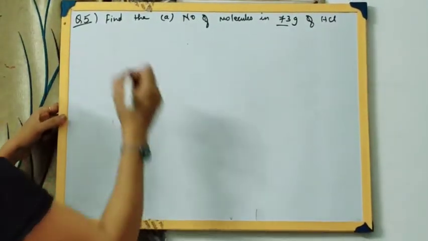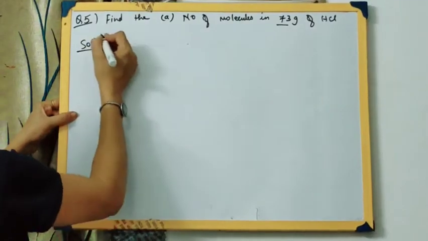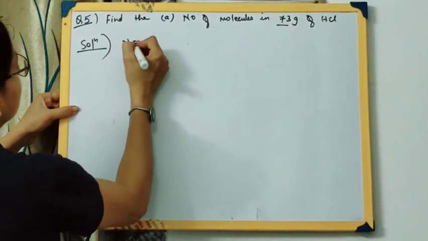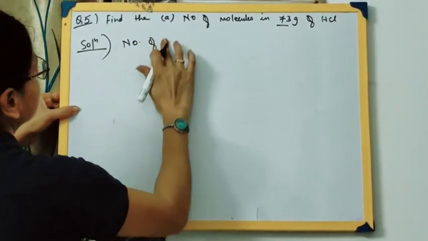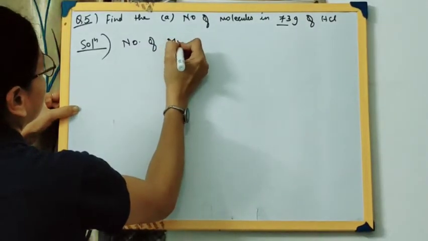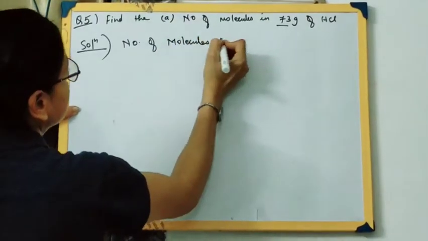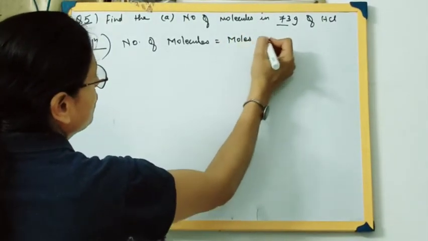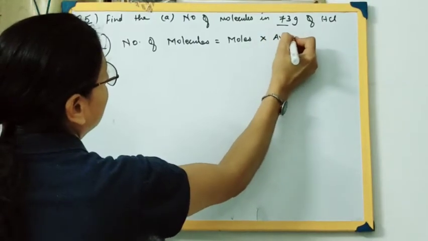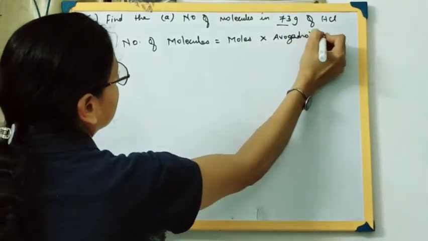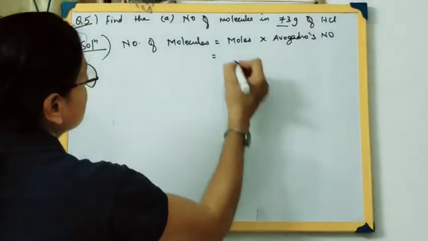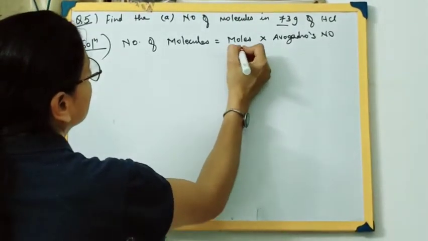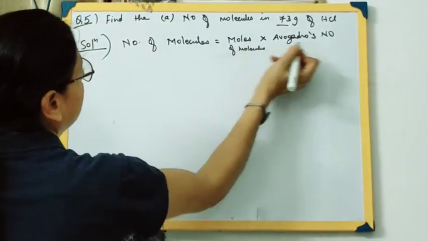So here we'll be using the formula, that is number of molecules. Just some time back I gave you the formula. You can just refer back to the formula. That is number of molecules is equal to moles of molecules. I'm writing down in short, it is moles of molecules into Avogadro's number. So moles of molecules into Avogadro's number.